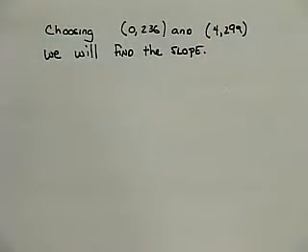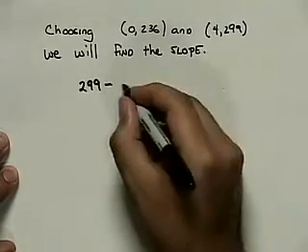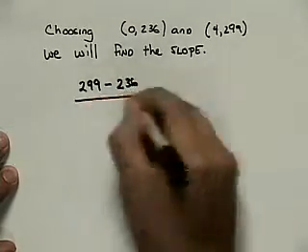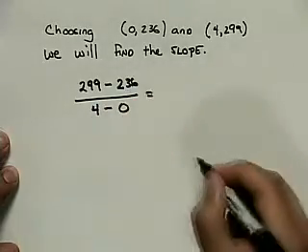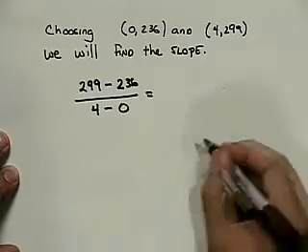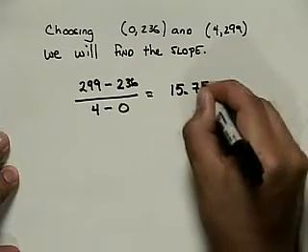So if we're going to try to find that linear function, what we need to do is choose a couple of points and write the equation. I'm going to choose the points (0, 236) and (4, 299), and we'll find the slope between these two points. The change in y would be the second y value, 299, minus the first y value, 236, over the second x value, which is 4, minus the first x value, which is 0. Working this out, we find that the slope is equal to 15.75.